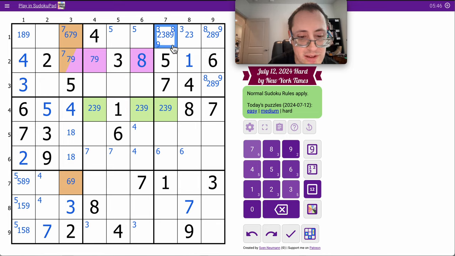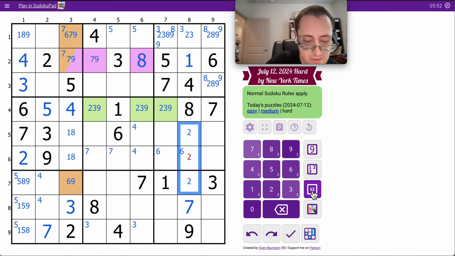Okay, 1, 4, 7, 8, 9. In column 8, I need 2, 3, 5, and 6. This sees 2 of them. This sees 1. This sees 1. I can't do anything else.